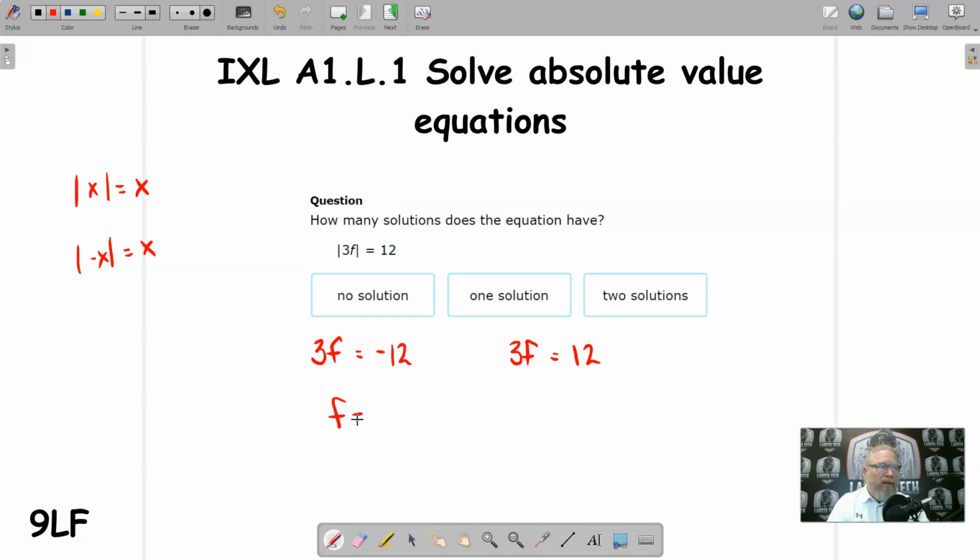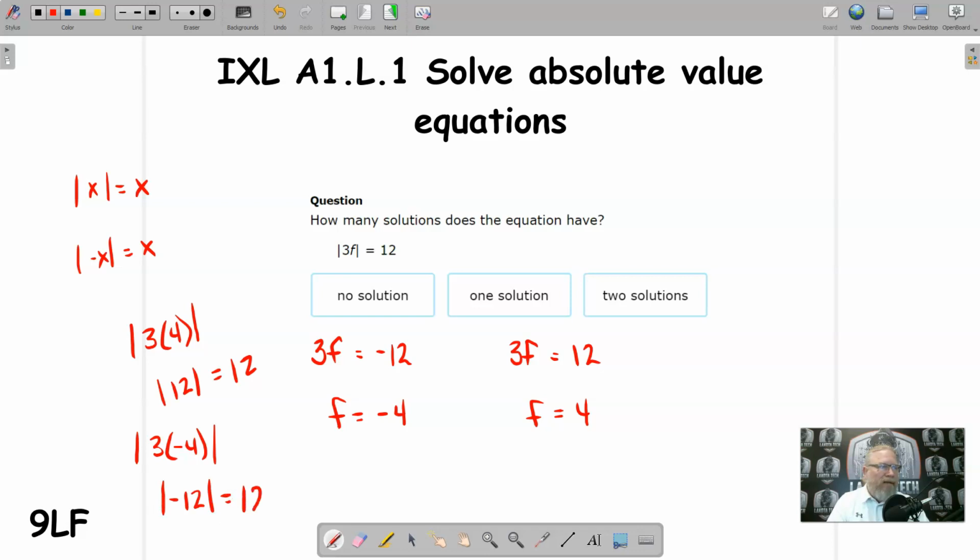If we do that on the first one, divide both sides by 3, we get negative 4. And on the next one, if we divide both sides by 3, we get positive 4. So the solutions here are either negative 4 or positive 4. We can check by substituting. The absolute value of 3 times 4 is the absolute value of 12, which indeed equals 12. And if I took the absolute value of 3 times negative 4, that's negative 12, but the absolute value of negative 12 is positive 12. So our answer does check out.